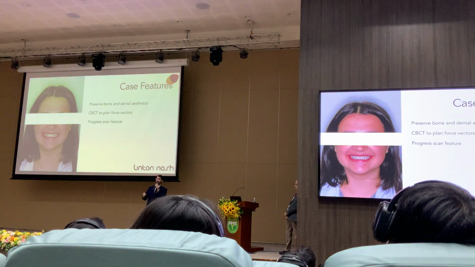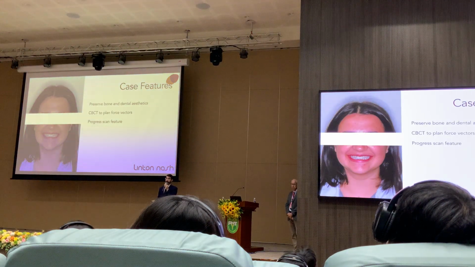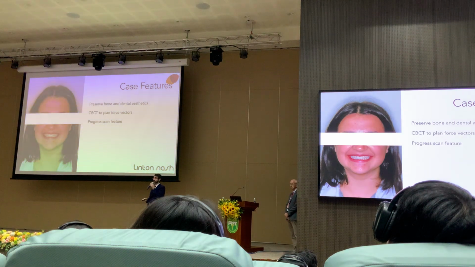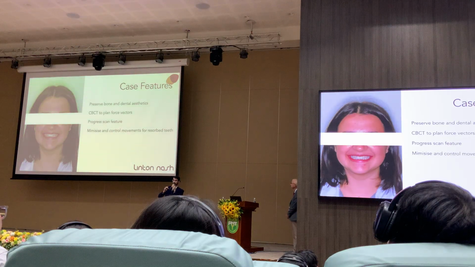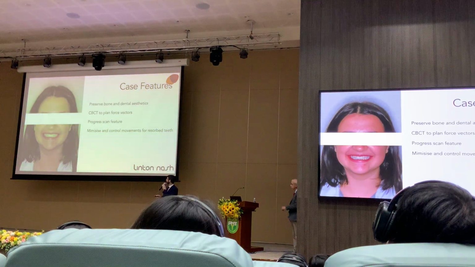Using progress scans to allow you to go back and forward with your aligner numbers, without having to move too far forward and then do a refinement, means that you can save the patient time. And there are AI tools now that can do this progressively, including some that patients can scan at home. Now, you minimize the movements for those teeth, and you want to make sure you're really slowing it down where those resorbed teeth are.